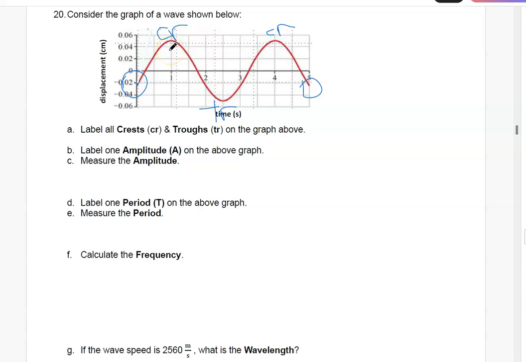Part B says label 1 amplitude with a capital A. Well, the amplitude is the height of a crest, so it's this height.